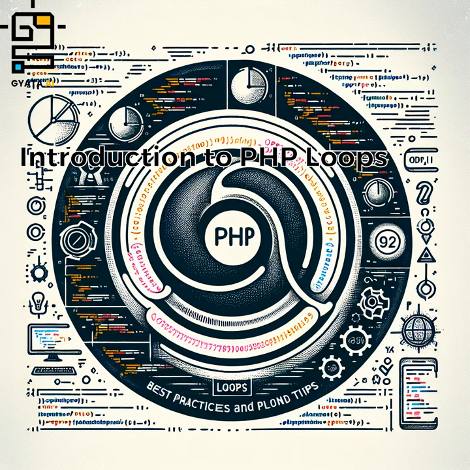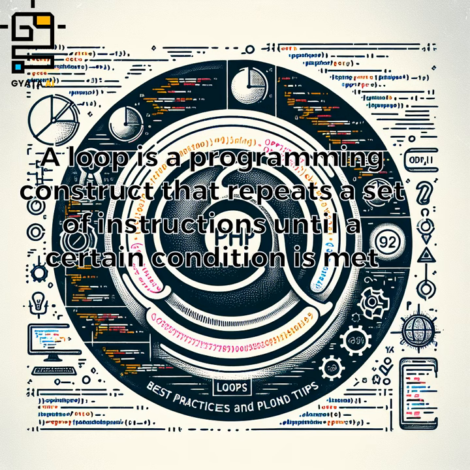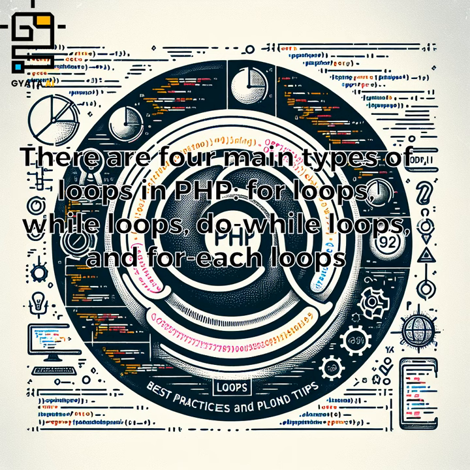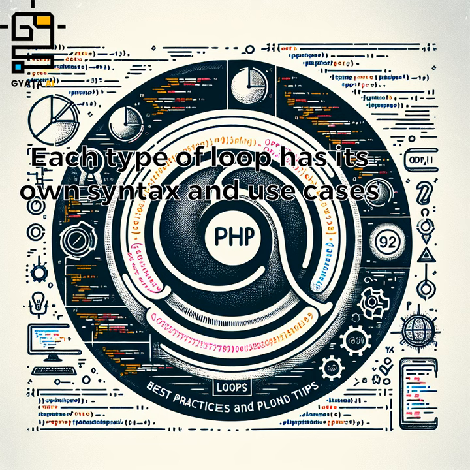Introduction to PHP loops. A loop is a programming construct that repeats a set of instructions until a certain condition is met. There are four main types of loops in PHP: for loops, while loops, do-while loops, and foreach loops. Each type of loop has its own syntax and use cases.